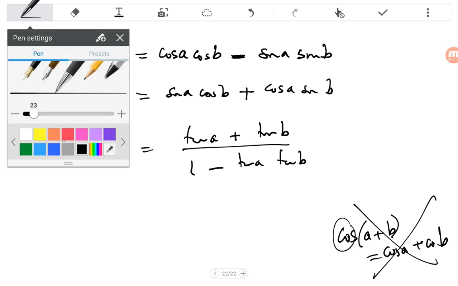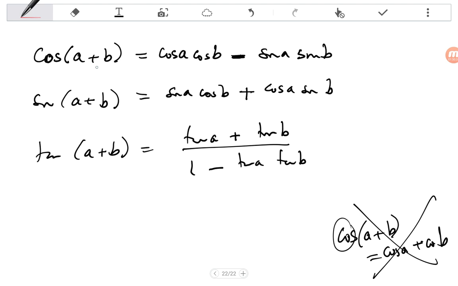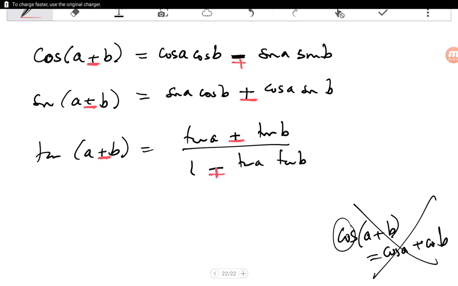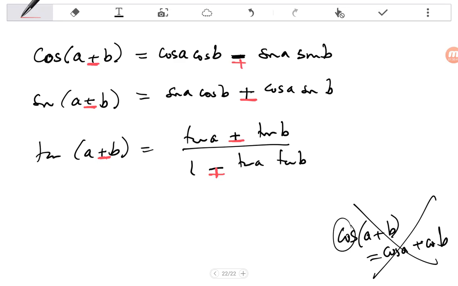Now, if I have a negative sign in between them, that will be the opposite sign. If I have this as negative, that will be the same sign. If this is negative, in the numerator up we will have the same sign, and in the denominator we have an opposite sign. These two rules are important.